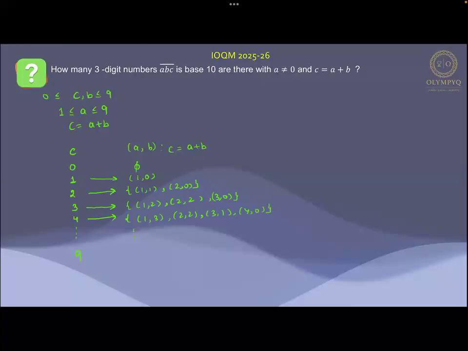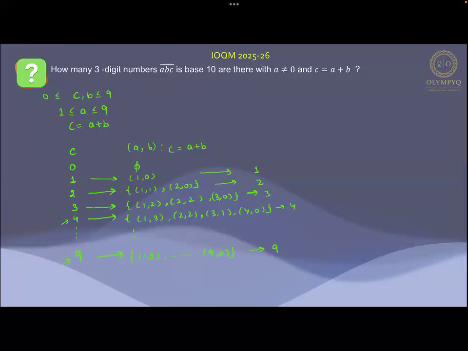Similarly, for the last part, that is for C equal to 9, we'll have ordered pairs starting with (1, 8) and going all the way to (9, 0). Now how many numbers will be possible? From the first case we'll have one number possible, then from the second case we'll have two numbers, from the third case we'll have 3, then we'll have 4. As much as the value of C, that many numbers are possible. So for C equal to 9, 9 numbers will be possible.